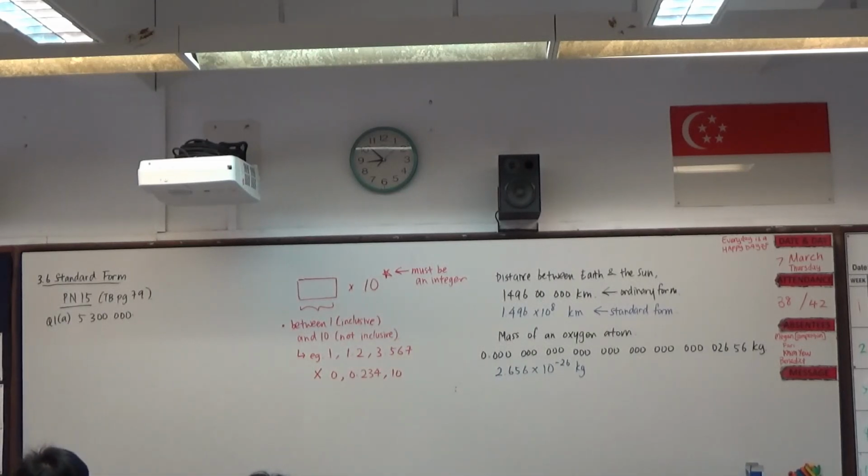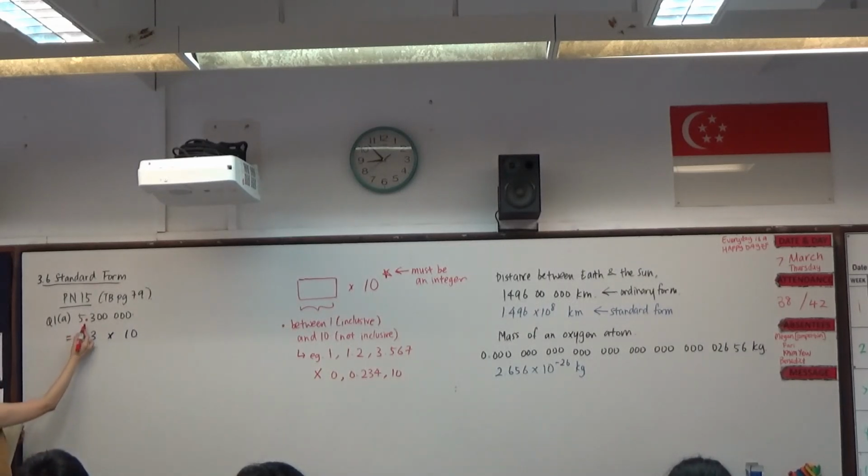So what I usually do is look for the first non-zero digit, and that is 5. After that digit, I will decide that my decimal point will have to be here. I'm not just going to directly plot it there. So I will put 5.3. I need not consider the rest of the zeros anymore. My decimal place has to be here. Then I times 10 to the power of something.